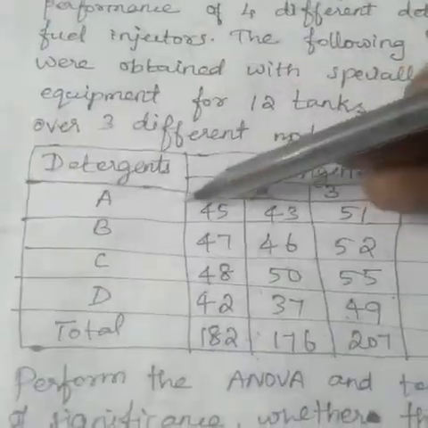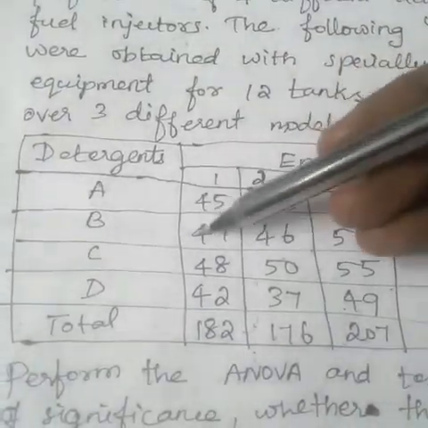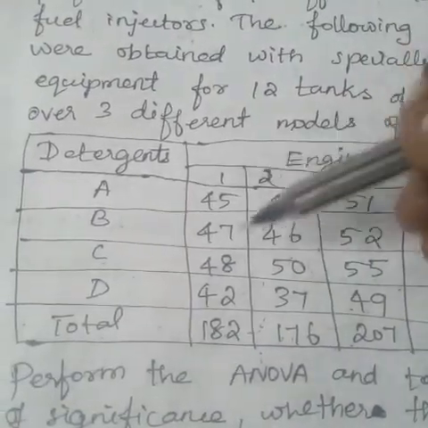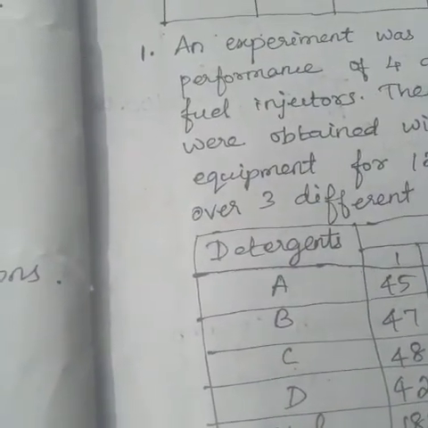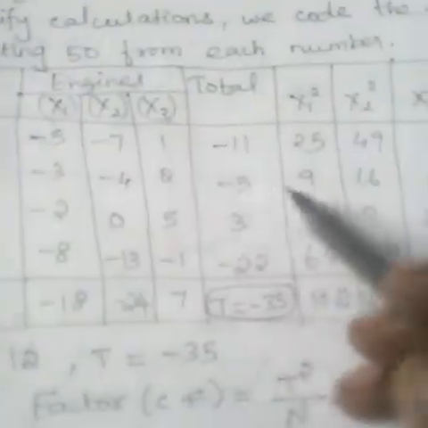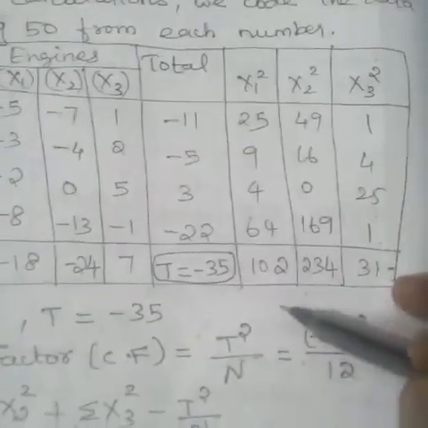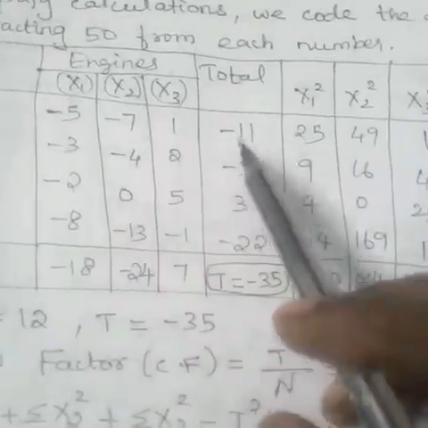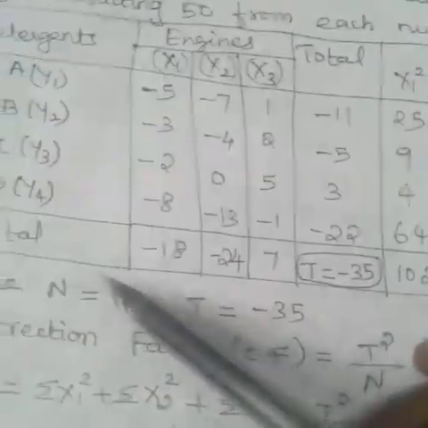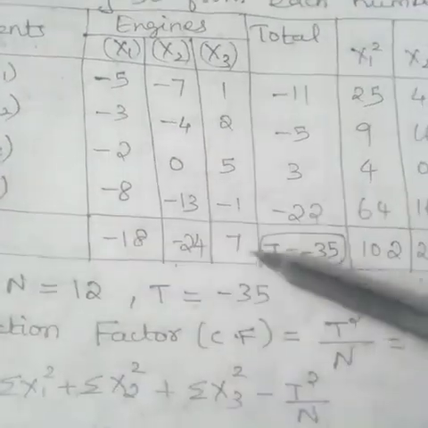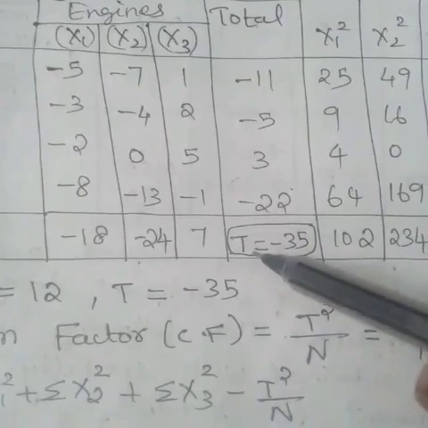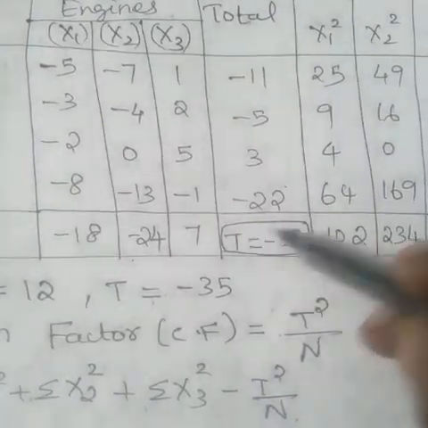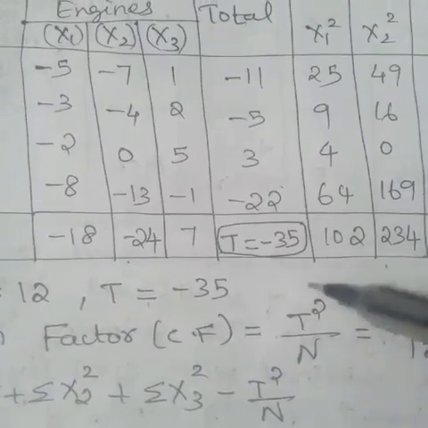So 45 minus 50, 43 minus 50, 51 minus 50, 47 minus 50, 46 minus 50, like that. So we get single digit numbers, and when we square the number, it becomes double digit. Then add, we get the total values. Here is the row total and here is the column total, and the row total and column total values must be the same. Okay, row total and column total are the same, that we take as T, capital T, that is T is equal to minus 35 here.